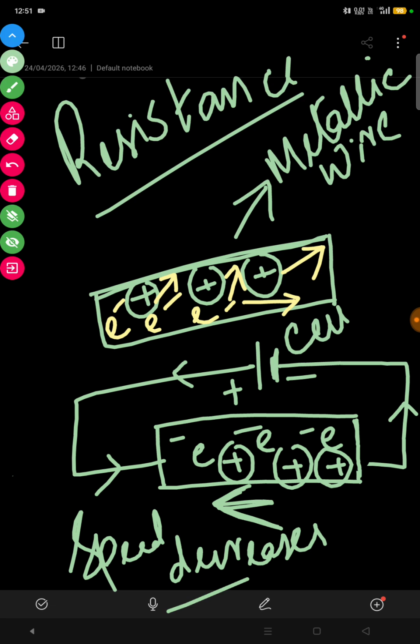When the potential difference is applied across the end of the metallic wire, in the first case the electrons were moving randomly, but here the electrons are moving in an organized manner from the negative terminal of the battery to the positive terminal of the battery, while the current is flowing from the positive to the negative terminal.